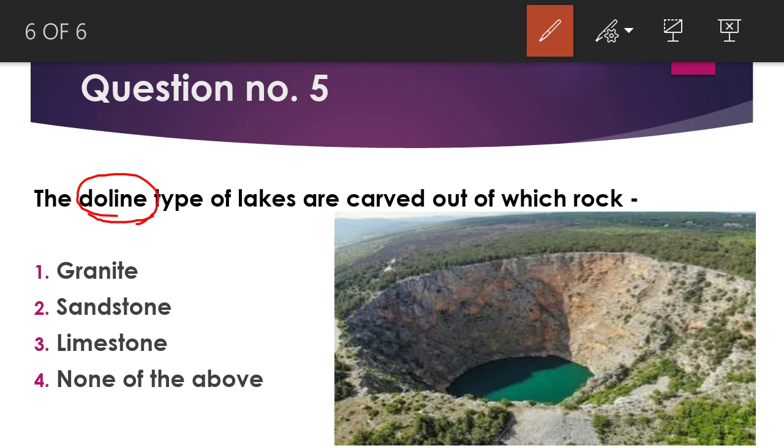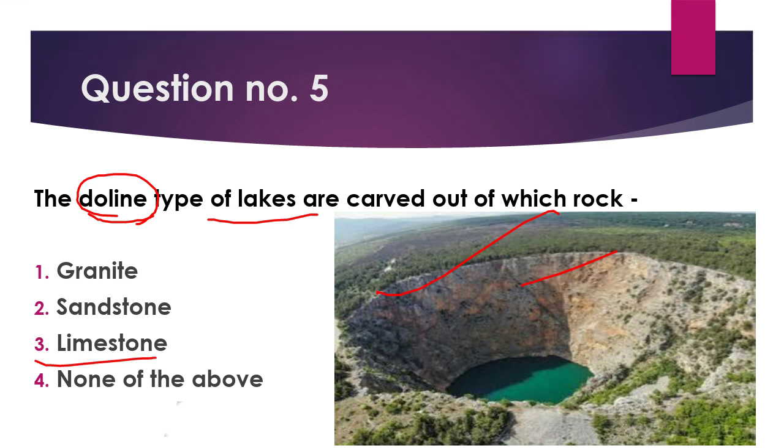downward and deeper areas, and when they are large in shape and water is filled in them, they will be known as Doline lakes. Okay, so this is an example of a Doline lake. Okay, these are photographs taken from Google images, and hence the third option will be the right answer, that limestone has the Doline lakes.